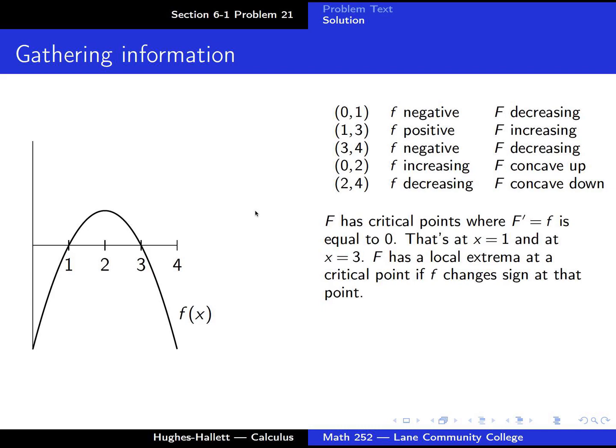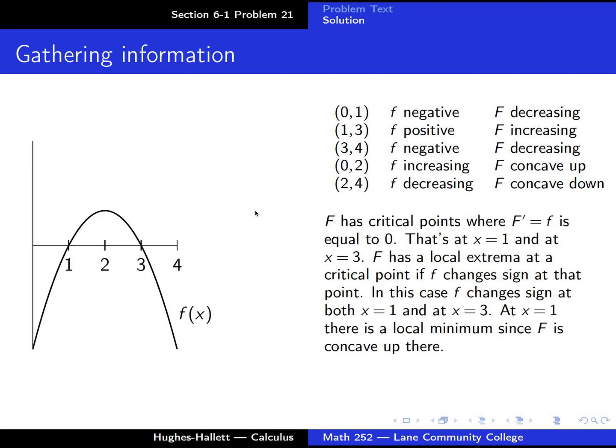If you look at these two critical points we just found at 1 and 3, you can see that little f does indeed change sign at both of those points. So both of these points must be a local extremum of some kind or another.